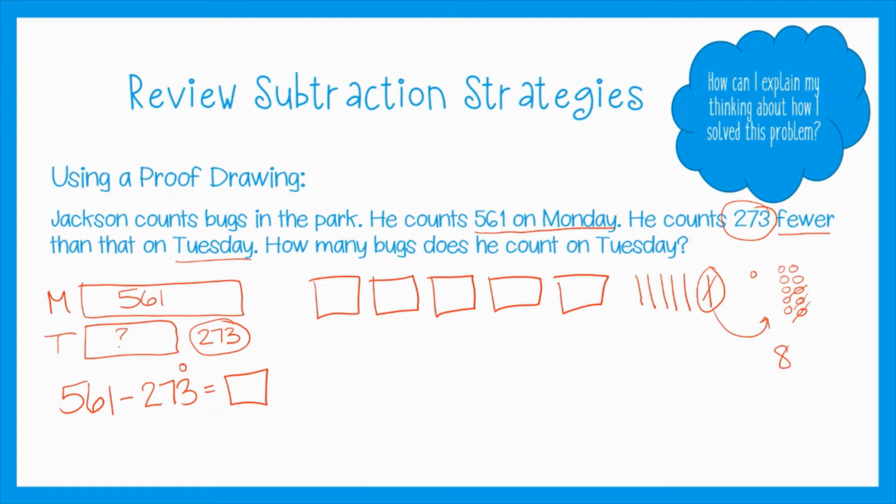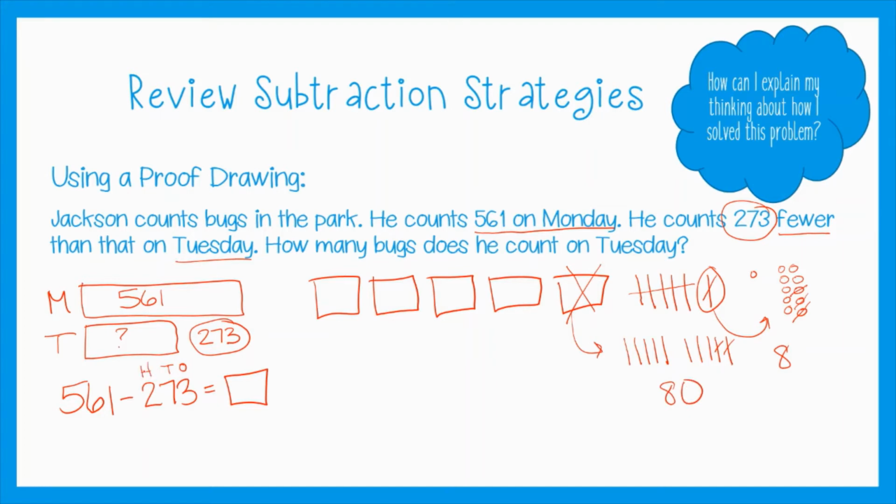Now I need to subtract my tens. Do I have enough tens to take away 7 tens? I don't. I only have 5 tens left. So I'm going to ungroup 100 and I'm going to write 10 tens. Now I have enough tens to take away 7 of them. So I have 5 up here, 6, 7. And that leaves me with 5 plus 3 more is 8 tens or 80.